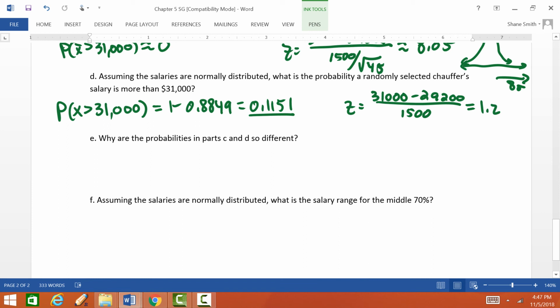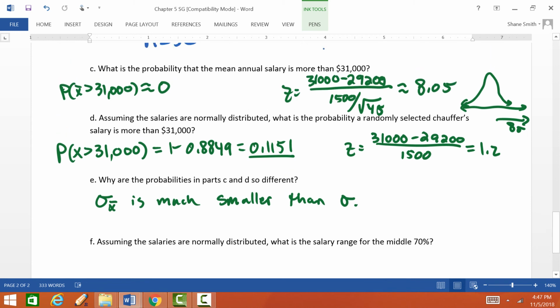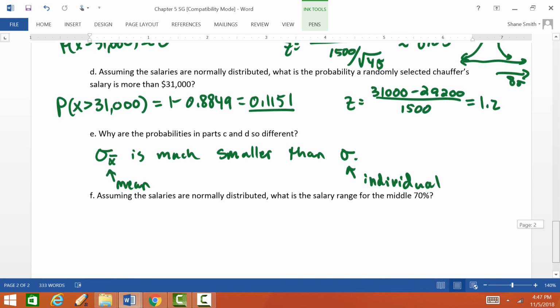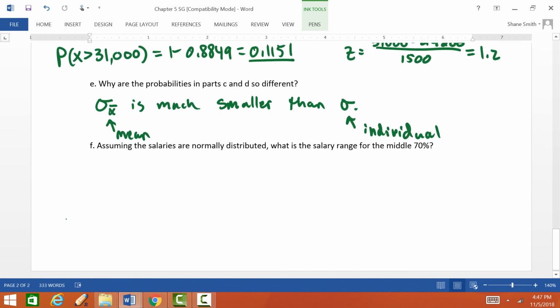Why are the probabilities in parts C and D so different? Well, basically it comes down to sigma sub x bar being much smaller than sigma. So even though the question is the same, this one is about the mean and this one is when you only have an individual. So that's why they're so different, because you're dividing by the square root of 45 in part C, which changes the standard deviation.